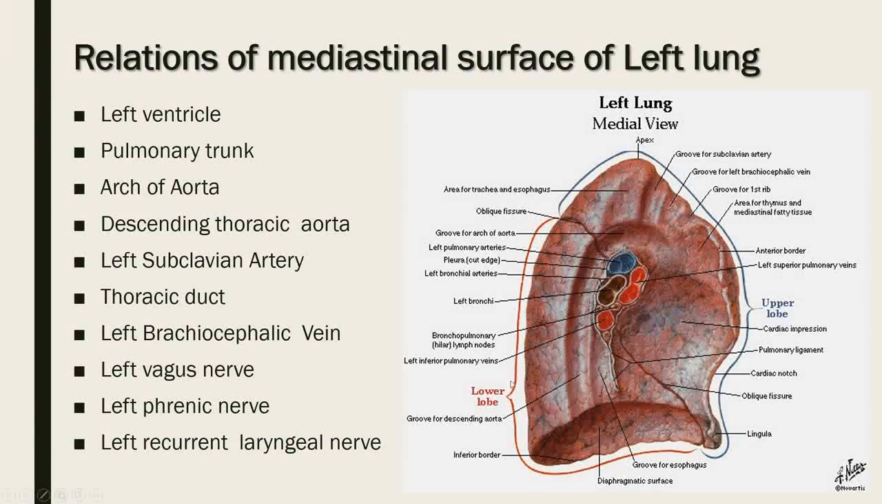In case of the left lung, the mediastinal surface is related to the left ventricle, that is the cardiac impression, due to the presence of the left ventricle over here. Then the pulmonary trunk is related over here. Pulmonary trunk. Then the arch of aorta, this is the arch of aorta, followed by the descending aorta. We can see a very deep seated groove over here.